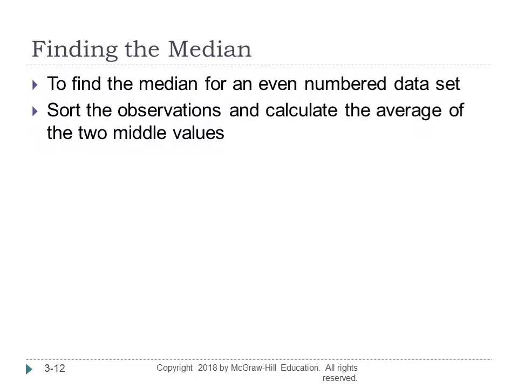Now, in the example we looked at, we had 5 data values, so there was a middle value. One of the data values was in the middle, and that was the median. If you have an even number of data values in the set, you no longer have a middle value, you have 2 middle values. So what we need to do is take the average of the 2 middle values. You still have to sort the data. You take the average of the 2 middle values, meaning add the 2 numbers and divide by 2.